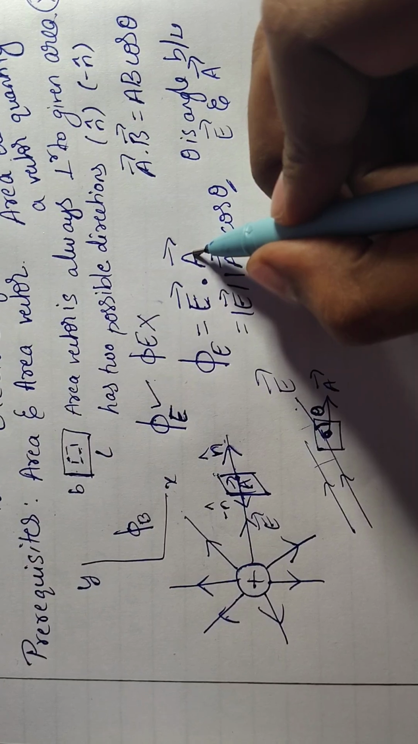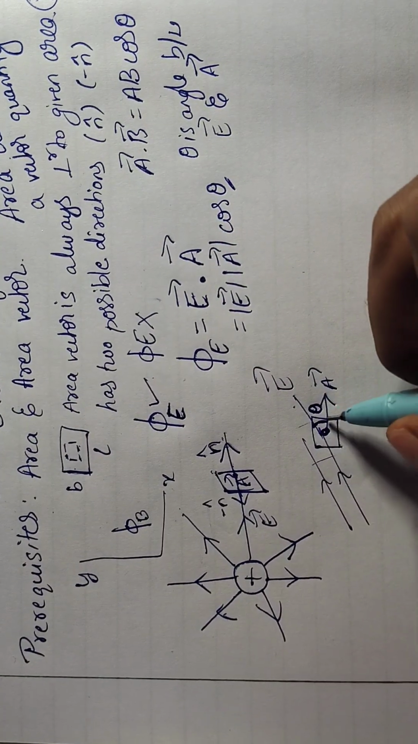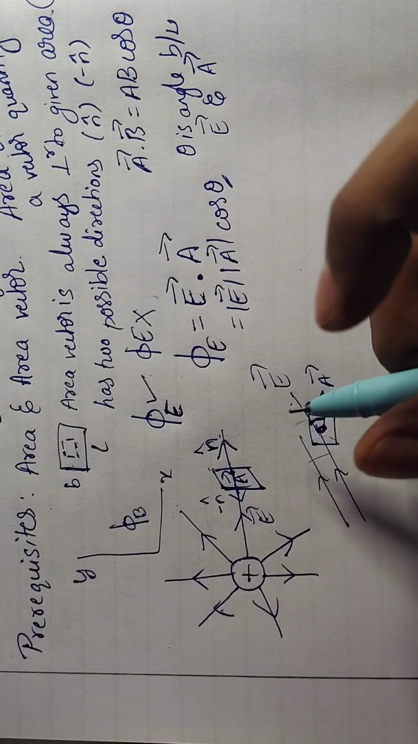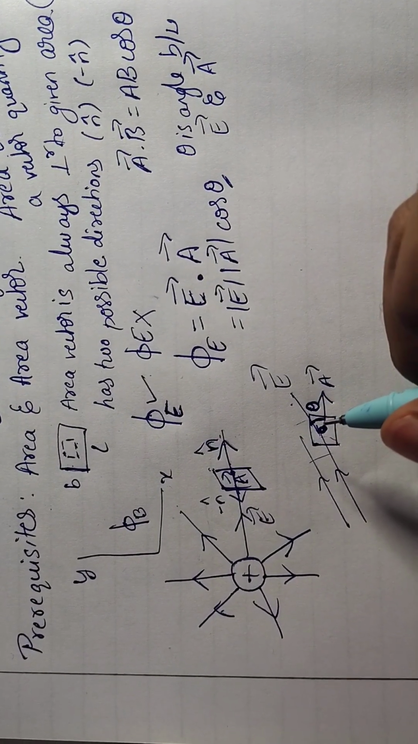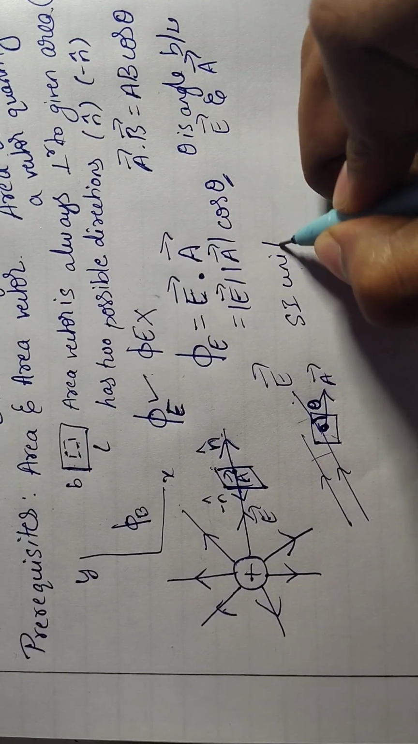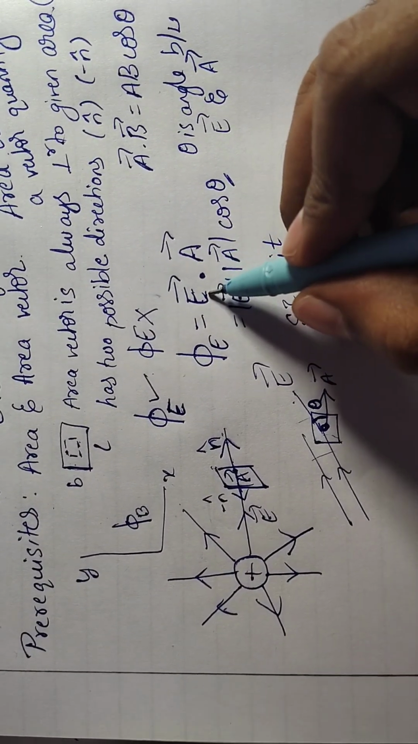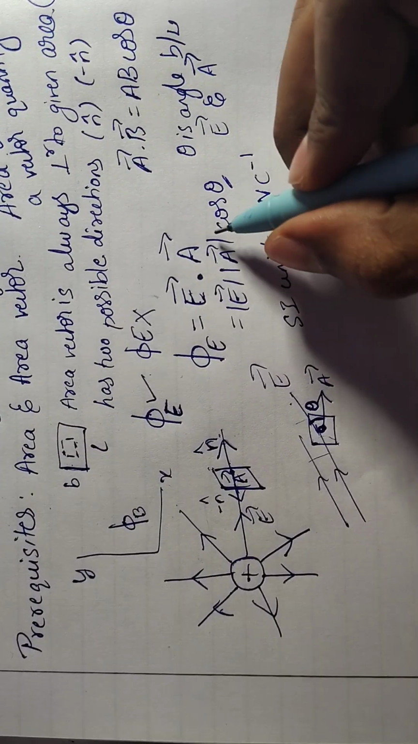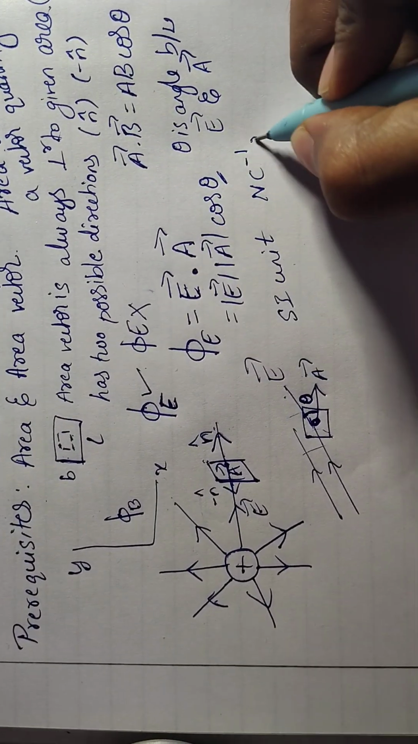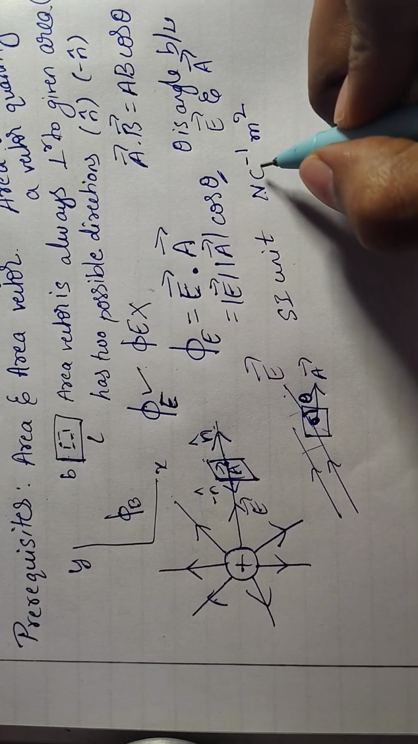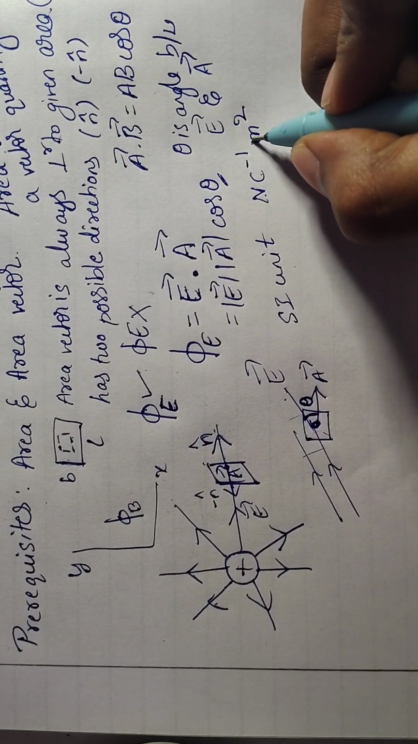Okay, if you want to understand it, just remember how many field lines are passing through the area you are considering. That quantity is known as electric flux. Fine. Now can you tell me the SI unit of electric flux? See, for electric field we have already seen the SI unit is Newton per coulomb. What is the unit of area? Meter square. So the SI unit of electric flux is Newton per coulomb meter square.